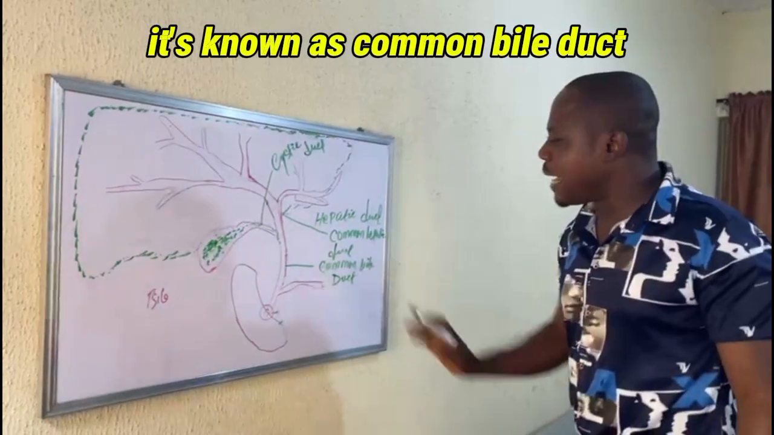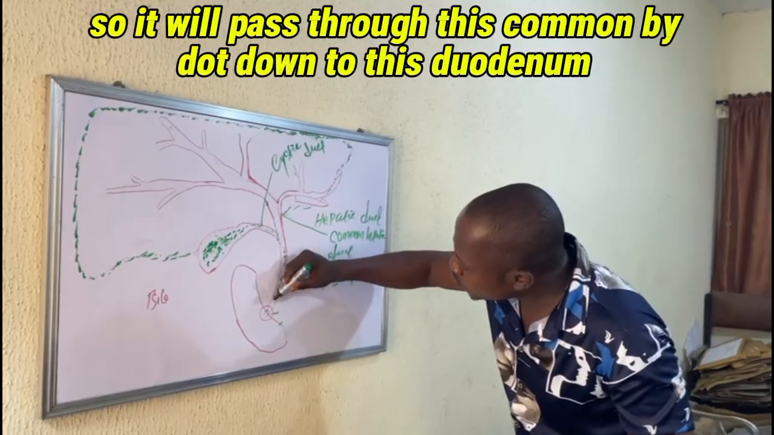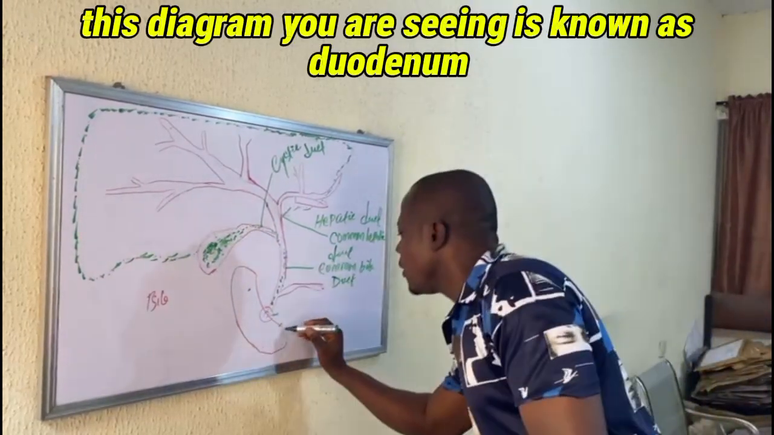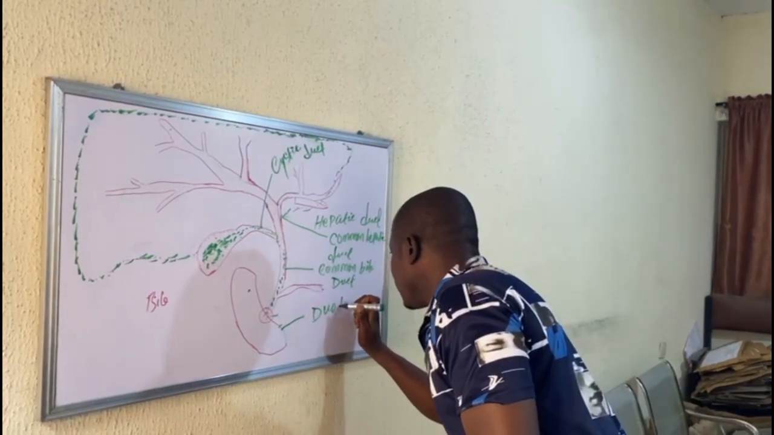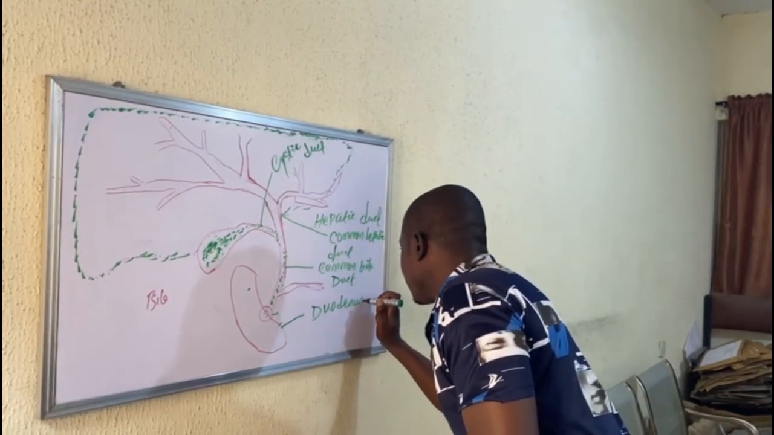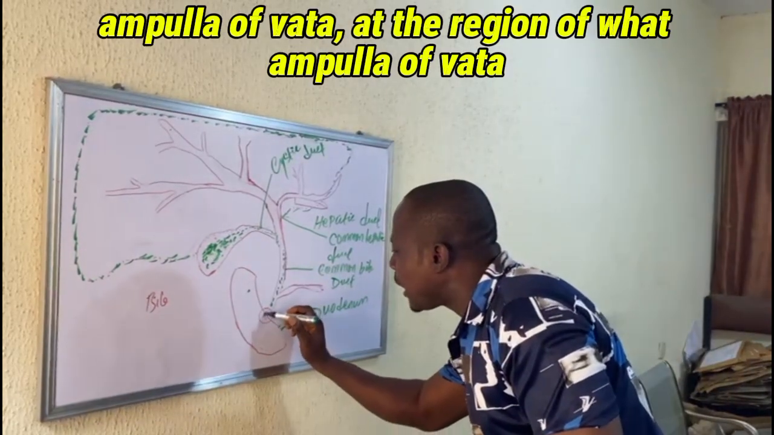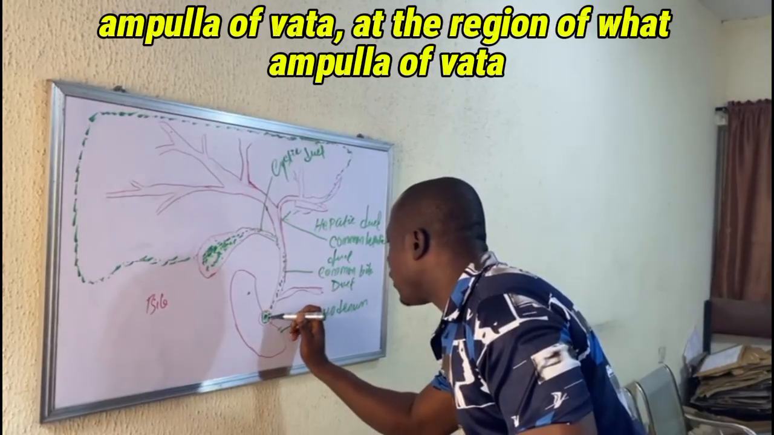It's known as the common bile duct. So it will pass through this common bile duct down to this duodenum. This diagram you are seeing is known as the duodenum, at the region of the ampulla of Vater. At the region of what? Ampulla of Vater.